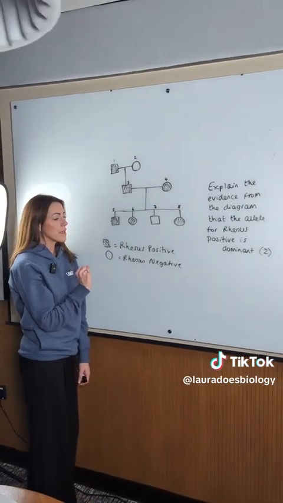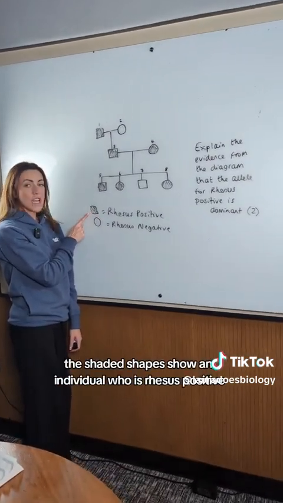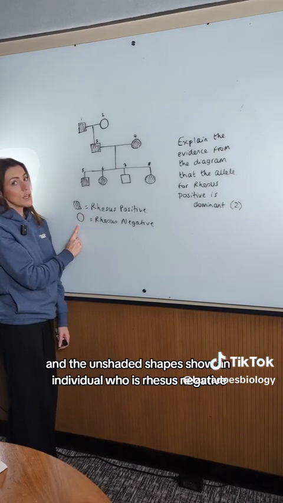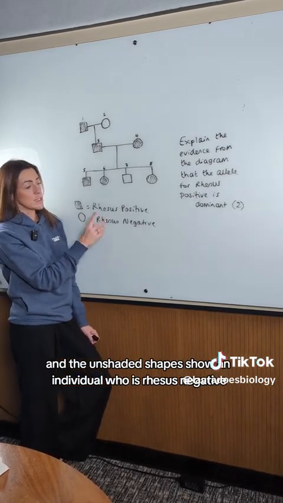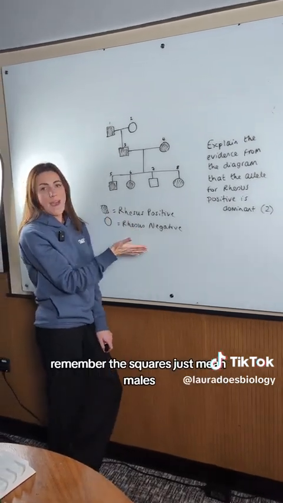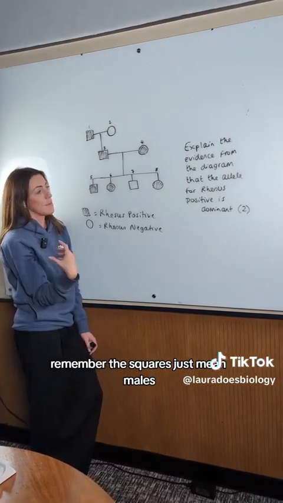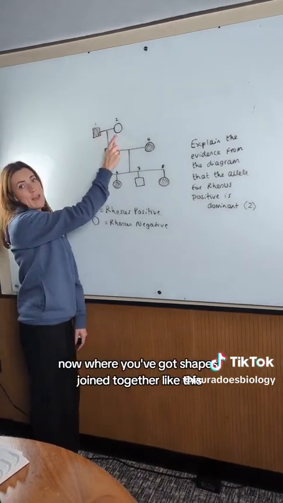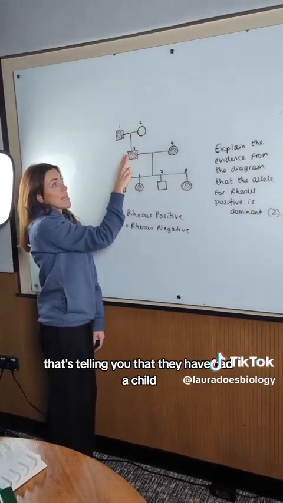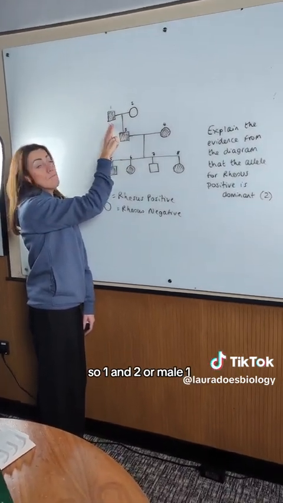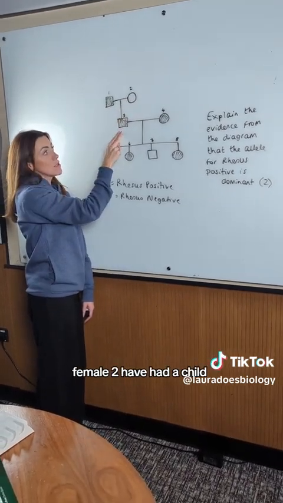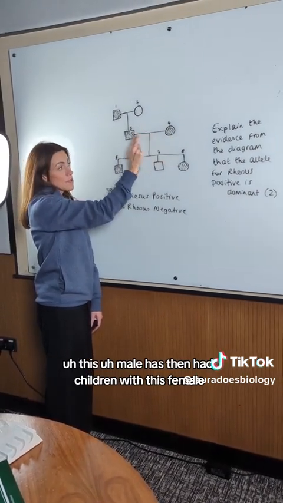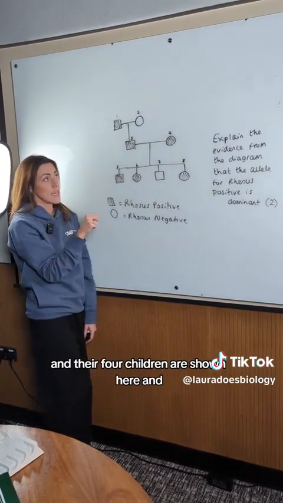So there'll be a key. For example, this one, the shaded shapes show an individual who is rhesus positive, and the unshaded shapes show an individual who is rhesus negative. Remember, the squares just mean males, and the circles just mean females, okay? Now, where you've got shapes joined together like this, that's telling you that they have had a child. So 1 and 2, or male 1, female 2 have had a child. This male has then had children with this female, and their 4 children are shown here.